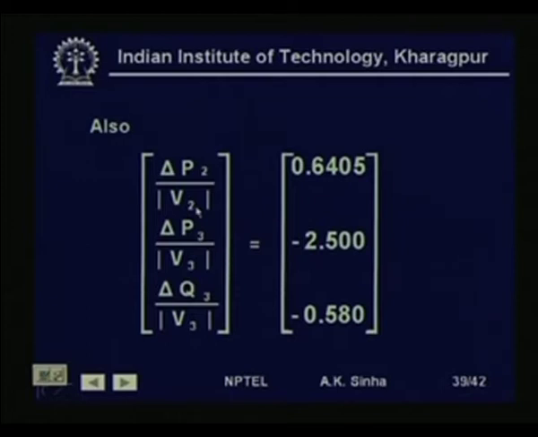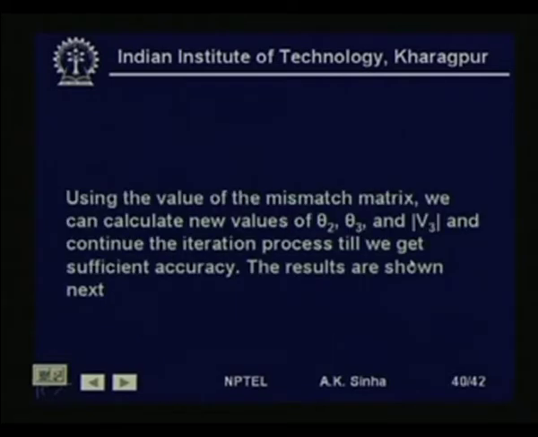So, once we have that, then we have del P2 by V2. V2 is given as 1.04. So, 0.6661 divided by 1.04 gives me this. Del P3 by V3: now, V3 is 1.0. So, we get minus 2.5 by 1, which is the same as minus 2.5. Del Q3 by V3 is minus 0.58 by 1, which is the same as minus 0.58.